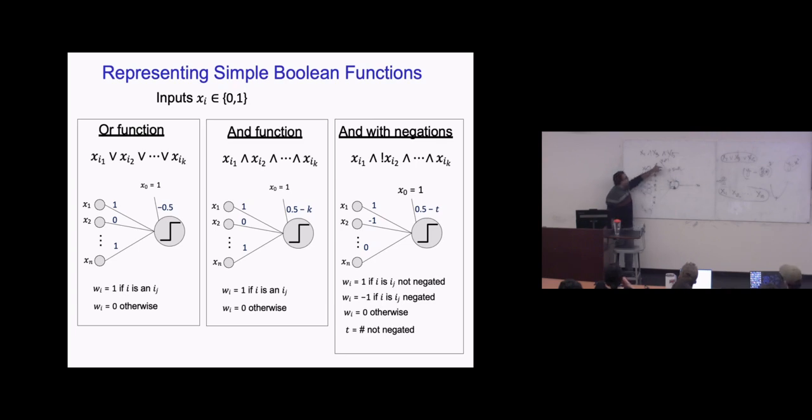So k is essentially the number of variables you have, right? So here you have 3. If you subtract 0.5 from 3, you get minus 2.5, right? So this is your network for x1 and x3 and x5. Now tell me, if all of them are 1, what is going to be the output?